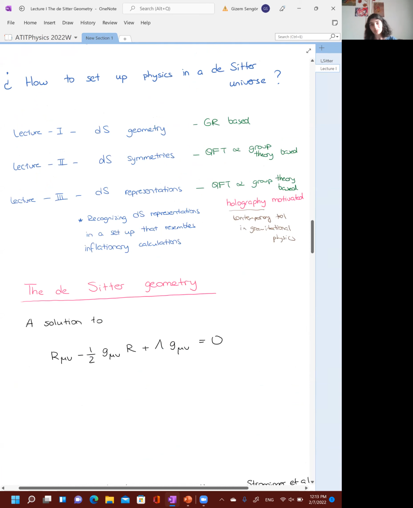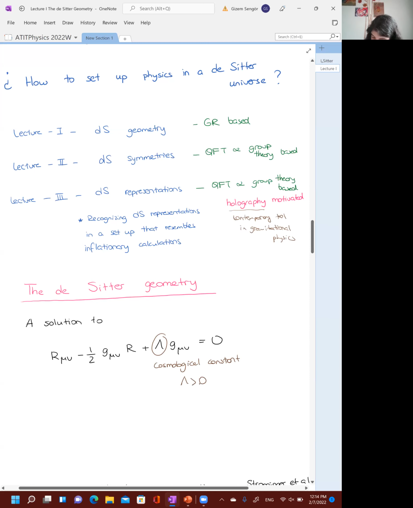Okay, so now we actually start with the de Sitter geometry. So what is this geometry that we saw that we cannot get away from? We need to face it. It's a fact of our reality. So this is a solution to Einstein's equations with a cosmological constant. This is the cosmological constant, such that this cosmological constant is positive.